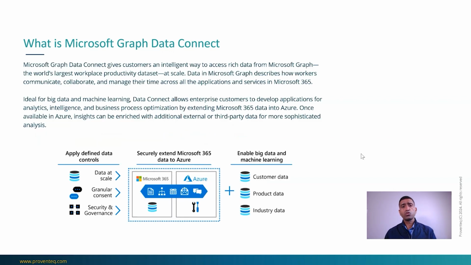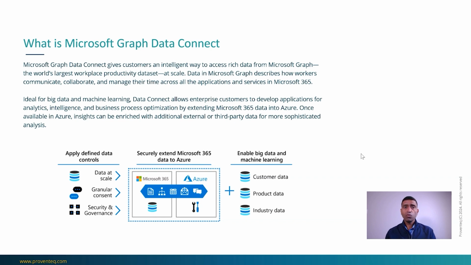So what exactly is Microsoft Graph Data Connect? So Graph Data Connect is a way to access the rich data that is currently present in Microsoft Graph. It describes how users communicate, collaborate, or work with different files and applications in Microsoft 365. So this is ideal for big data analytics. And if you look at this diagram, it shows that it can bring data at scale. So if you have millions of objects, you can bring that information in a single call.